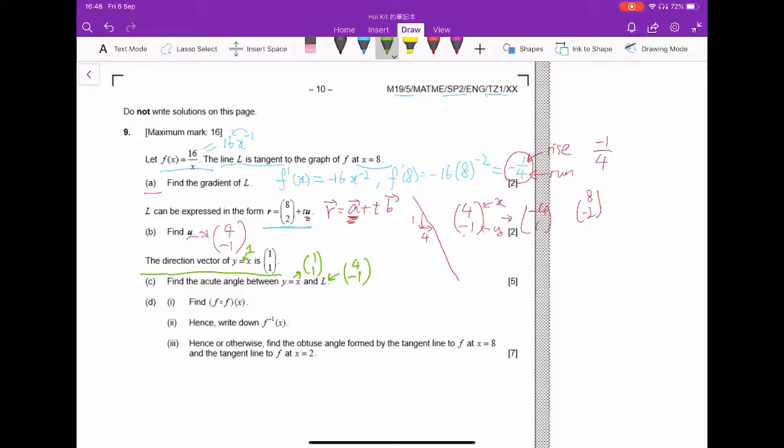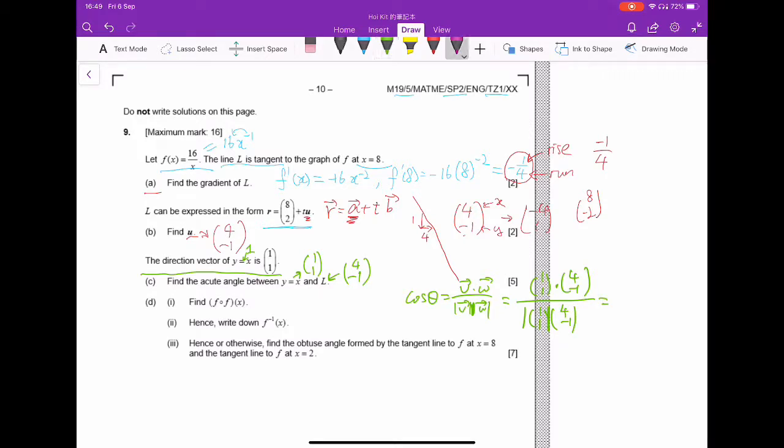If you go to the formula booklet, which I have one in now, you can't see it because I'm doing a screen recording. The formula will tell you that the cosine of an angle would equal V dot W over the magnitude of V times the magnitude of W. So we do (1, 1) dot (4, -1) over the magnitude of (1, 1) times the magnitude of (4, -1).